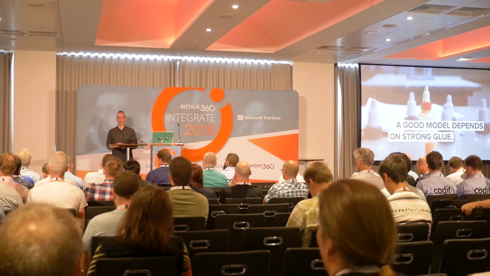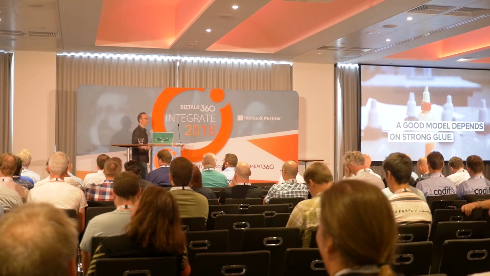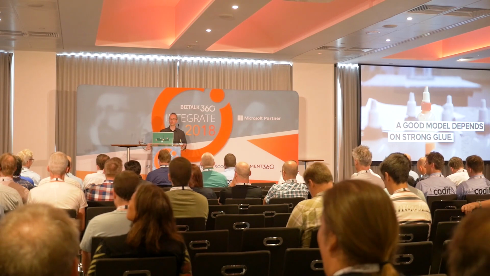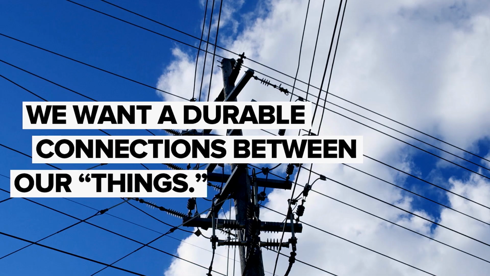A model isn't really useful if the first time your kid touches it, the whole thing collapses. It's really just a showpiece. And your system has to survive first contact with users as well. So as we think about building systems, are we really paying enough attention to the glue? What we are all really after are connections between our things that can survive, that are durable, reliable, and can handle failures.